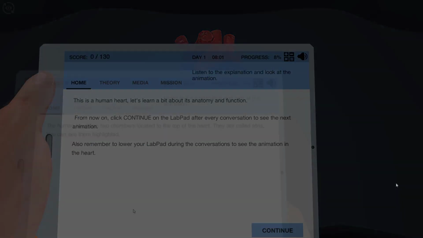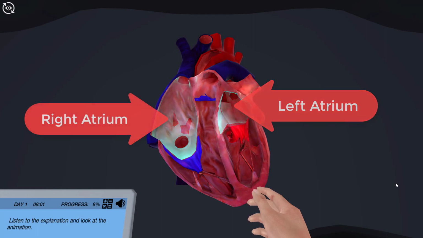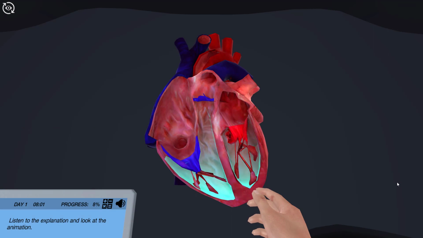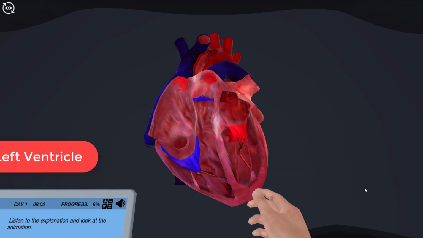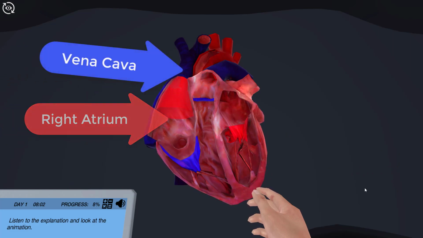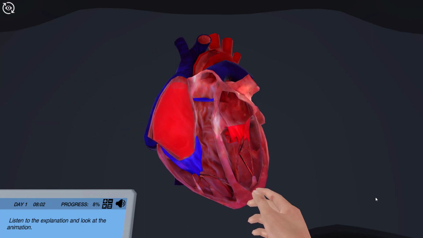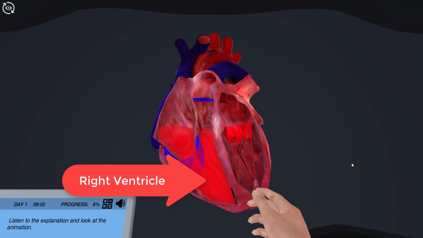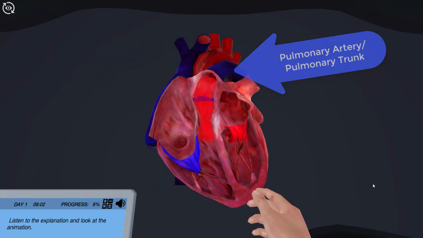The human heart has two chambers located to the top of the heart. They are called atria. You can see them highlighted. Below the atria, there are two other chambers. They are called ventricles, and you can also see them highlighted. Oxygen-poor blood comes into the heart through the vena cava into the right atrium. When the right atrium is filled with blood, it contracts and pumps the blood towards the right ventricle. Once the right ventricle is full, it contracts and pumps the blood through the pulmonary artery towards the lungs.